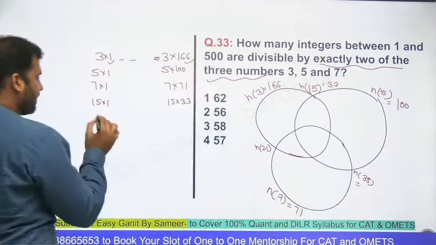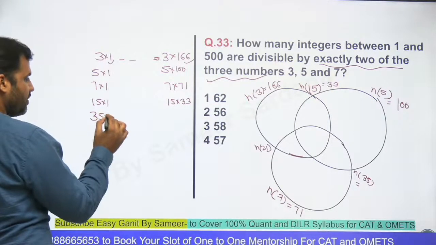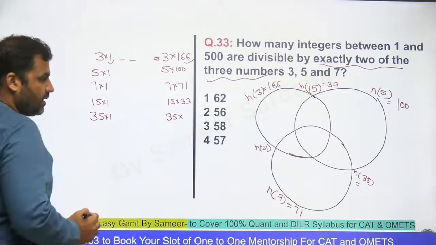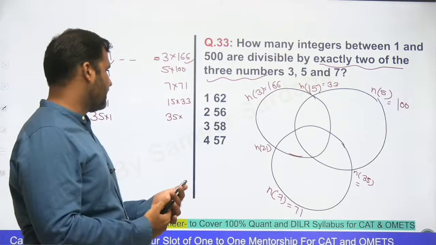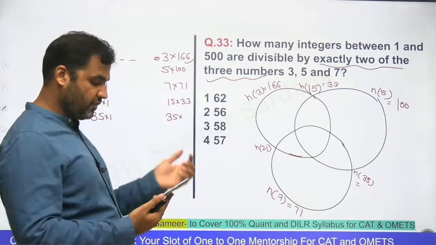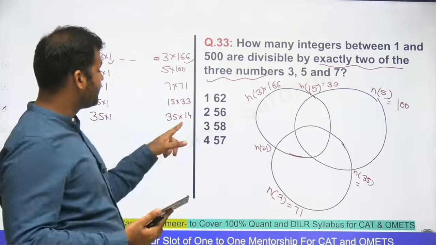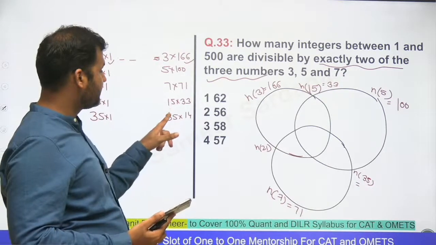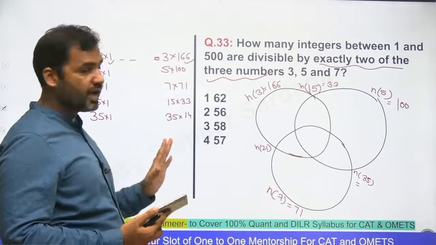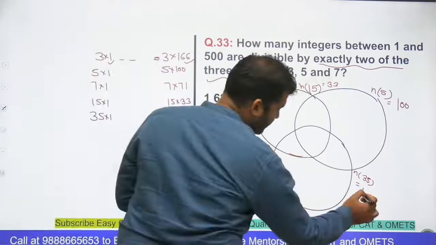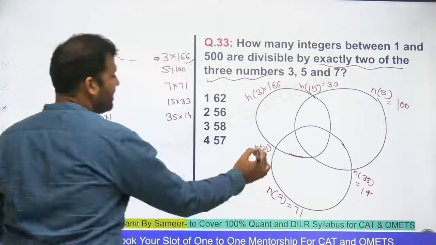35 से डिवाइड होने वाले, पहला मल्टीपल 35 into 1. लास्ट मल्टीपल कौन सा होगा बच्चों? लास्ट जो मल्टीपल होगा, that will be how much guys? 14 है. 14 into 5 is 70, हाँ, 490 is the last multiple. तो there are total 14 such numbers. Yes or no?